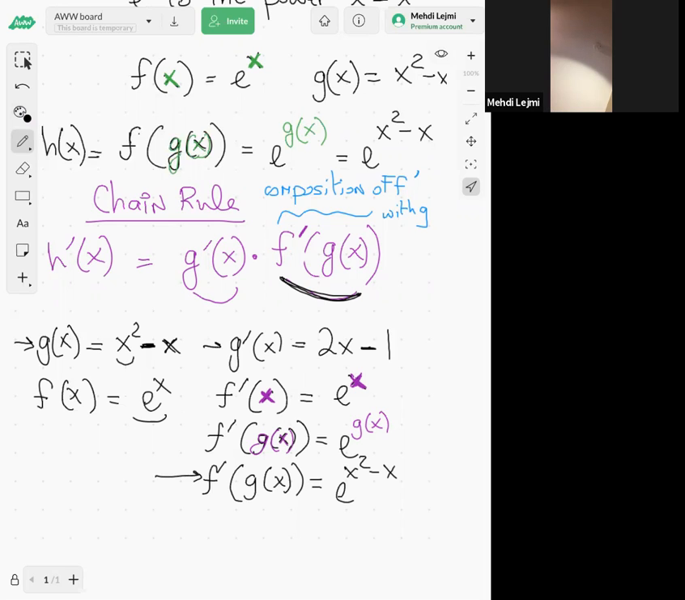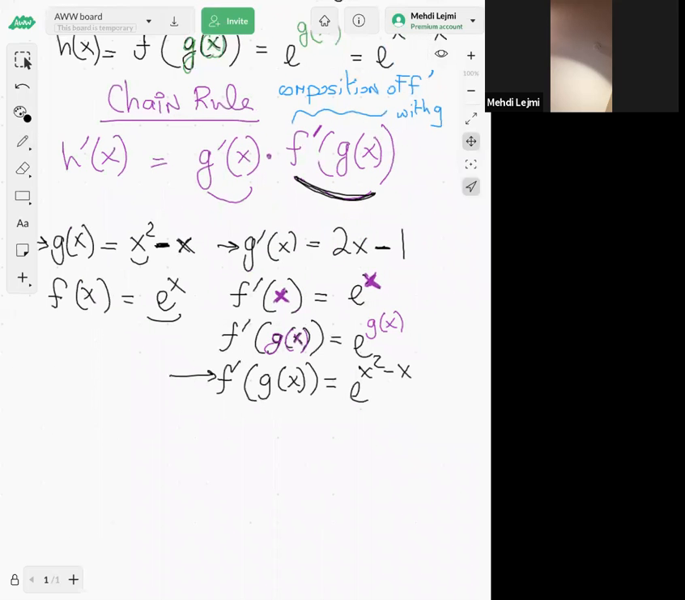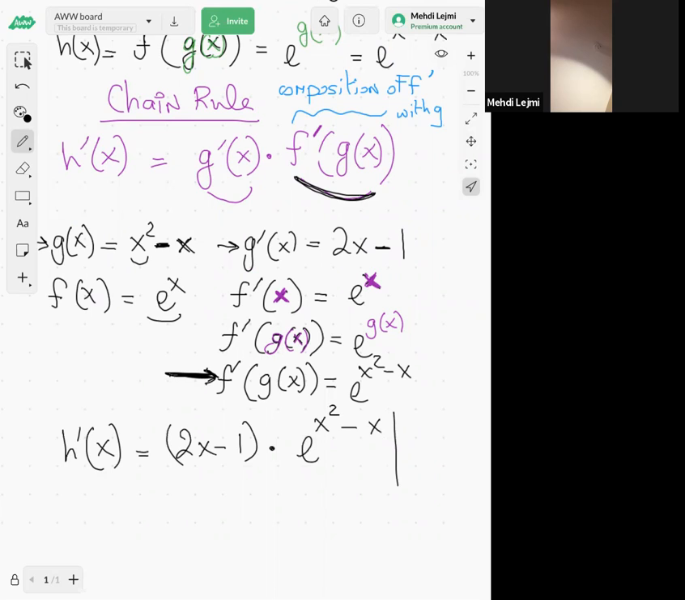This is here g prime of x. So now the final answer, h prime of x. It's g prime of x, so that's 2x minus 1, times the f prime of g of x, and that's e to the x squared minus x. Right? And that will be a fine answer. So yeah, this is the chain rule.